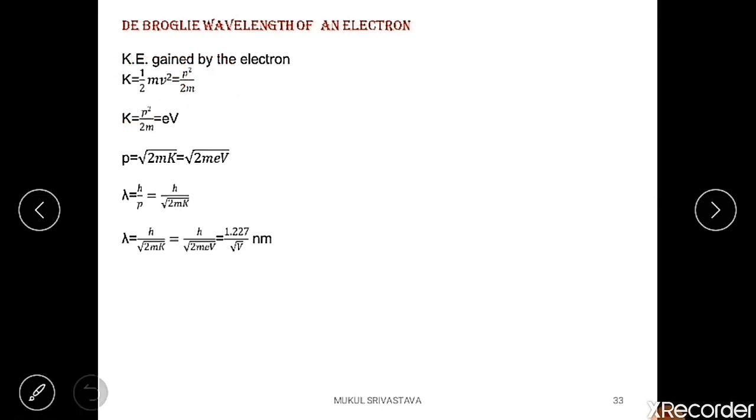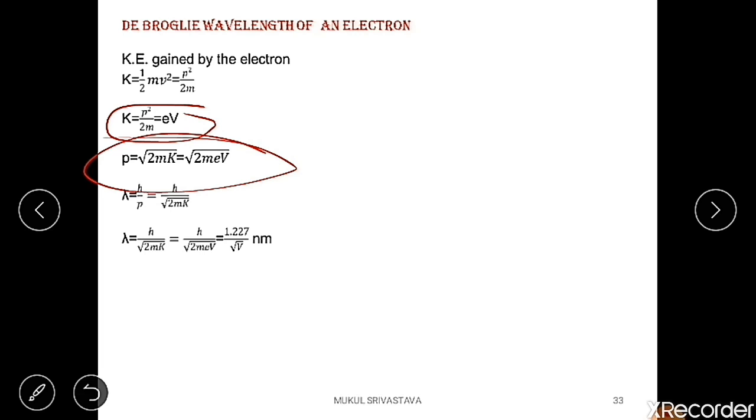Now this kinetic energy gained by the electron is again given by e into V, where V is the potential difference. Now if you put this value here, you can find out the value of p here. p equals under root 2mK, and K can again be replaced by this eV.